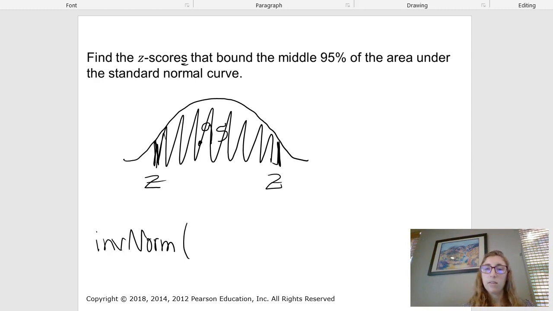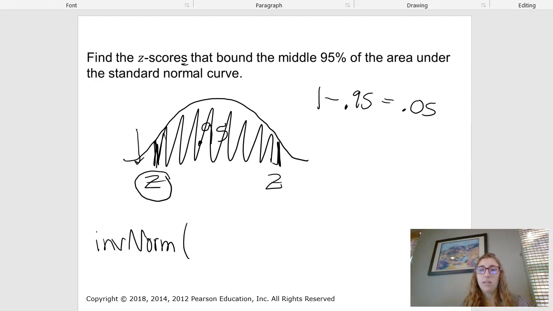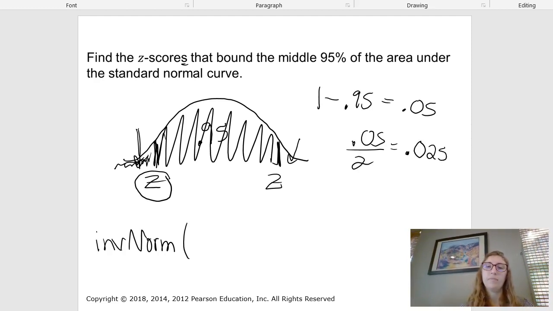So let's go ahead and find this z-score first. We need to find the area to the left here. Well, if we do 1 minus 0.95, that's going to give us 0.05, which is the area on both sides here. But we only want the area to the left over here on this left-hand side. So we're going to have to take our 0.05 and divide this by 2, so 0.025.